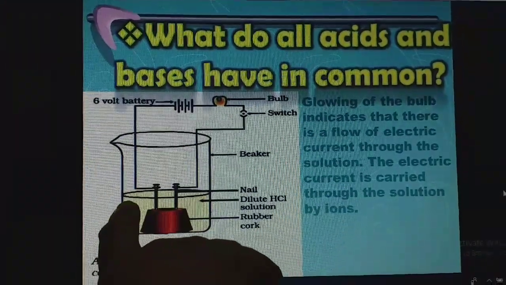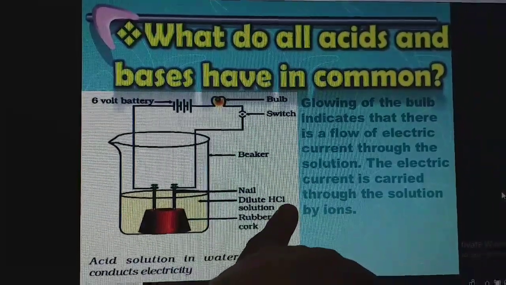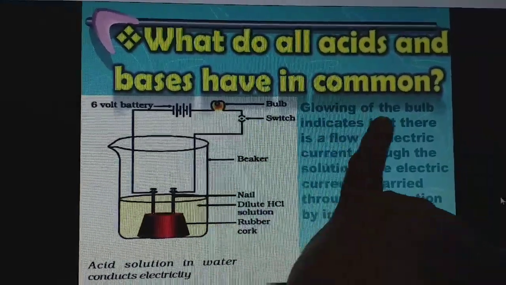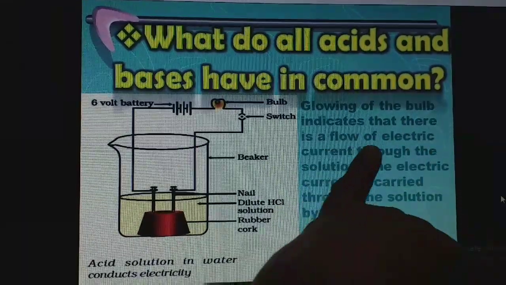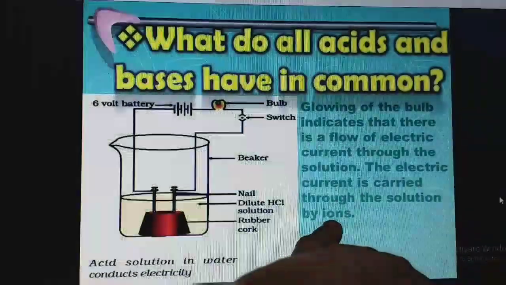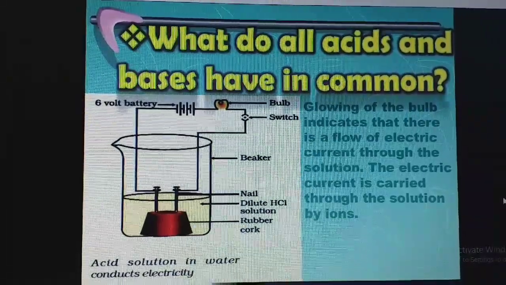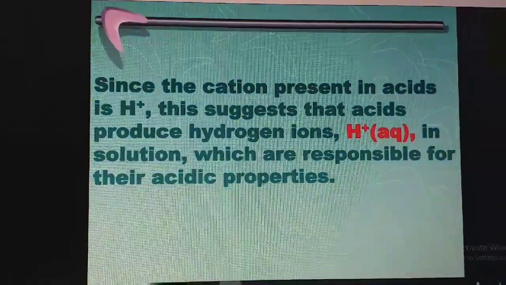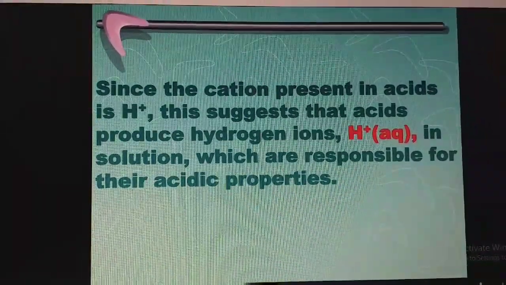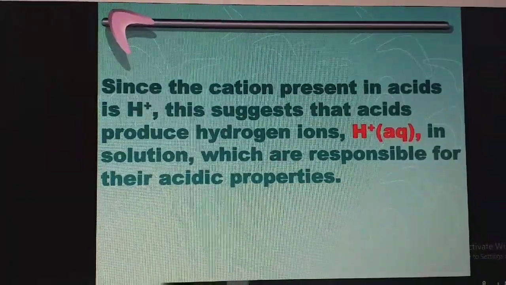That indicates here the current is carried through the solution by the ions. That means your HCl liberates ions. Which ions does it liberate? H plus ions. So the bulb glows. Glowing of the bulb indicates that there is a flow of electric current through the solution, and the electric current is carried through the solution by ions. Which ions? Here H plus and Cl minus ions. So acid means it liberates H plus. Since the cation present in acid is H plus, this suggests that acids produce H plus ions in solution, which are responsible for their acidic character.